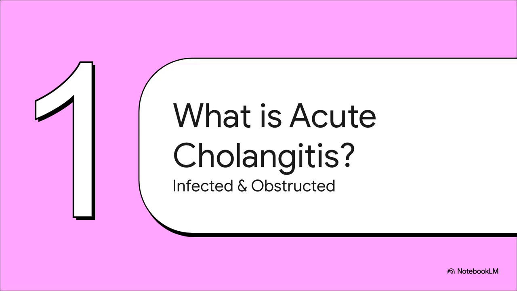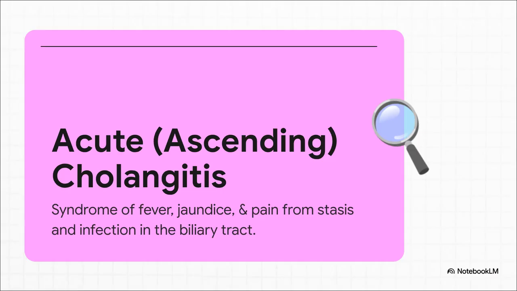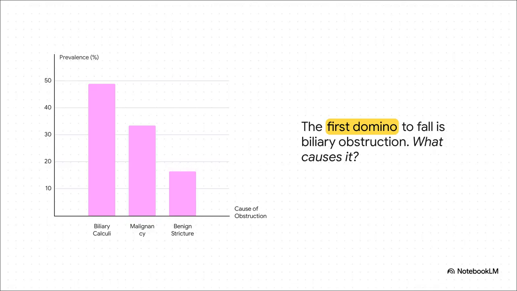Let's set the scene. At its core, this whole thing is really a story about bad plumbing and a nasty infection. Okay, so acute cholangitis, which you'll sometimes hear called ascending cholangitis, isn't just a simple infection. It's a full-blown syndrome that needs 2 key things to happen. First, the flow of bile gets blocked up. That's the stasis part. And second, that stagnant, backed-up bile gets infected. Usually it's bacteria climbing up from the gut. No blockage, no cholangitis.